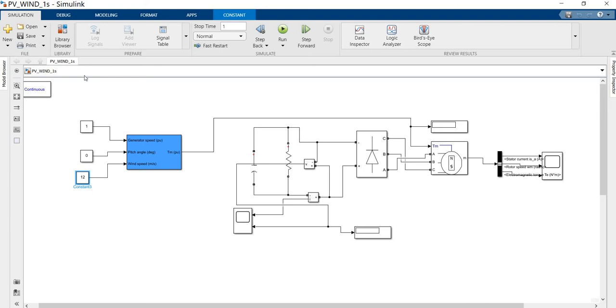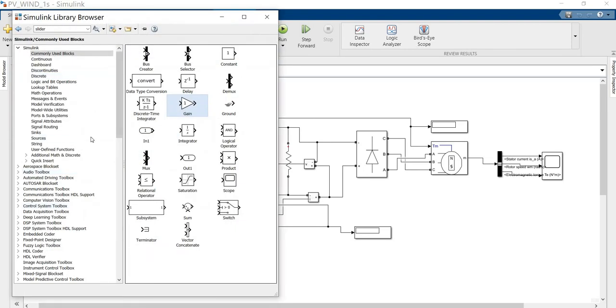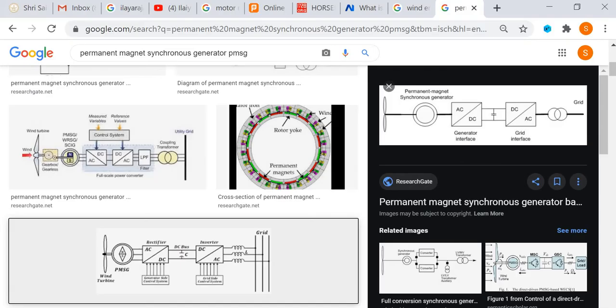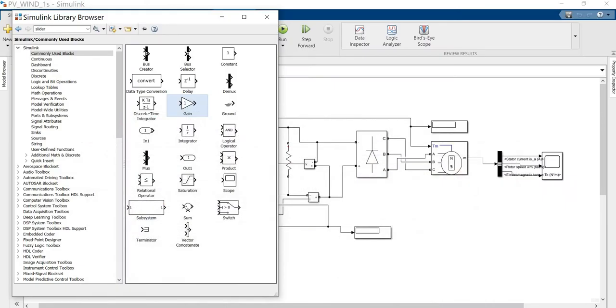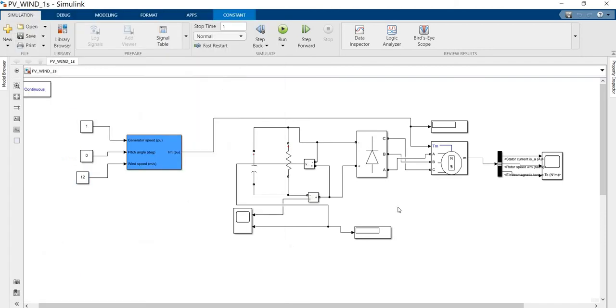How to drag and drop the components from the Simulink library to this file, we have already shown on our YouTube channel. That YouTube channel contains all the files on how we drag the library to the main file. So we are going to see that file in the same channel.